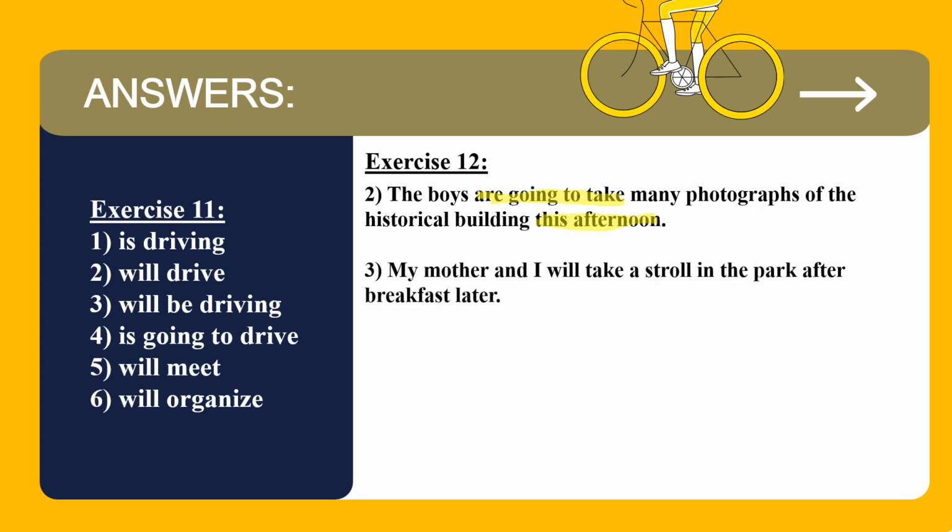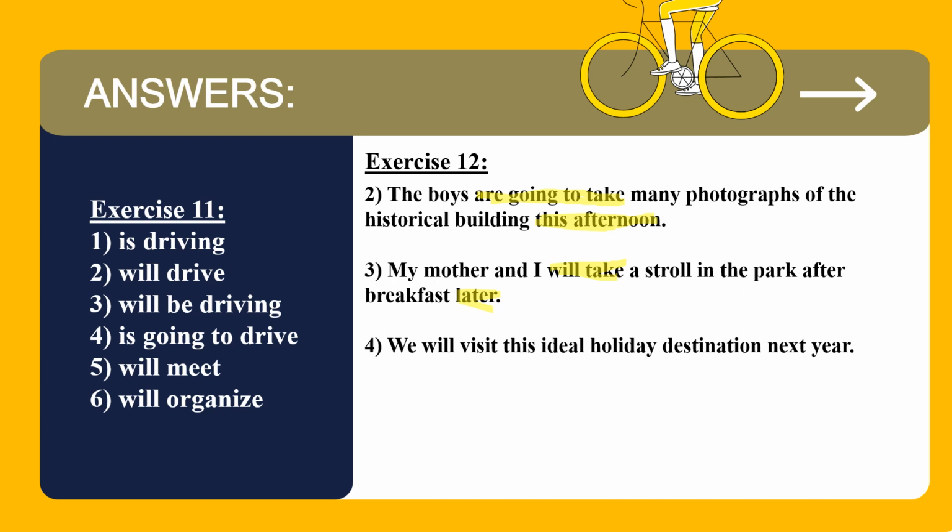So next, number 3: my mother and I take a stroll in the park after breakfast every Sunday. The given word is later. So remember to change every Sunday to later. The verb I change into will take. So your answer, maybe you write will be taking, are going to take, are taking. That is also good.